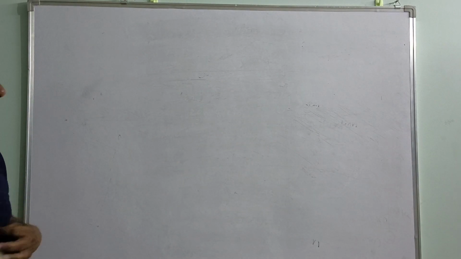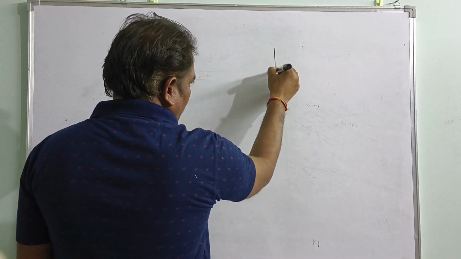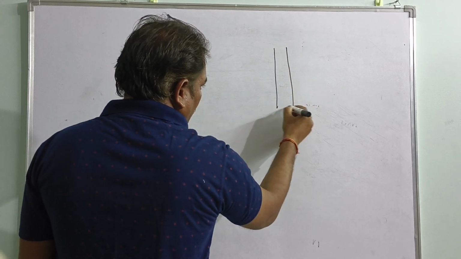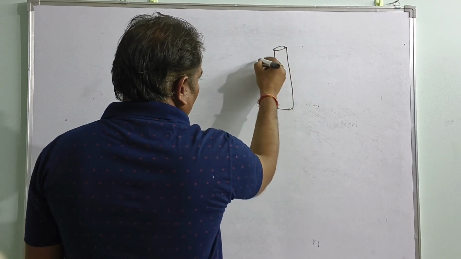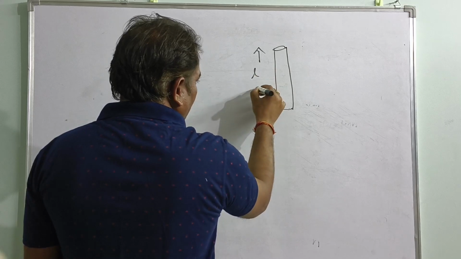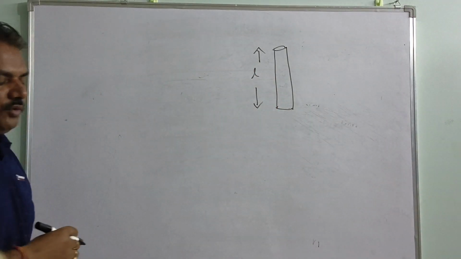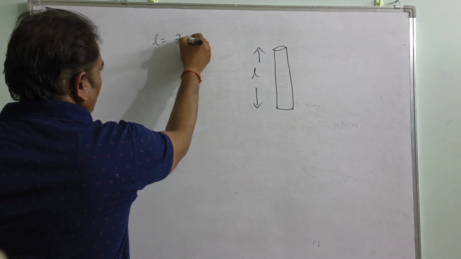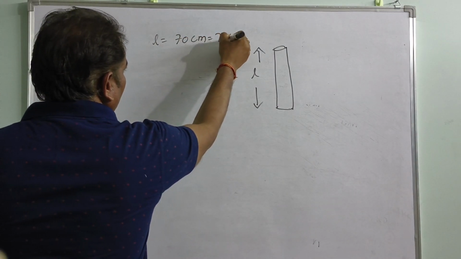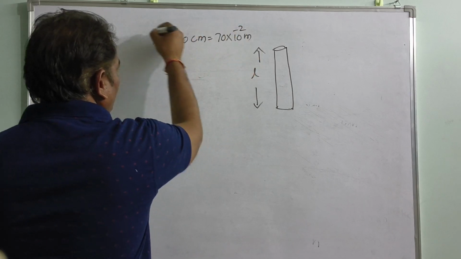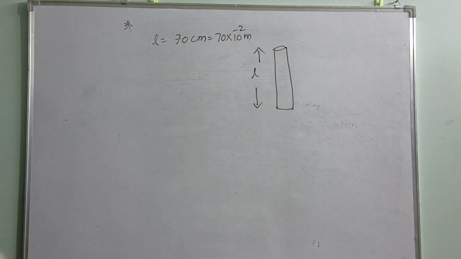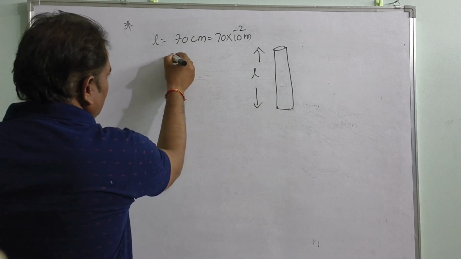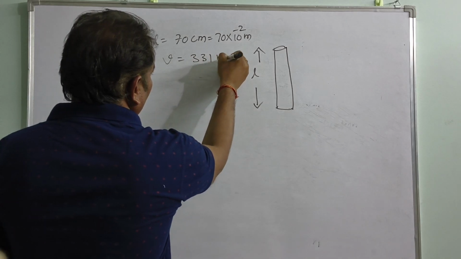So simple closed organ pipe. This is the closed organ pipe. The closed organ pipe length is given. Closed organ pipe length L equal to 70 centimeters, that equal 70 into 10 power minus 2 meters. You may do this problem many times. So the velocity of the sound is equal to 331 meter per second.